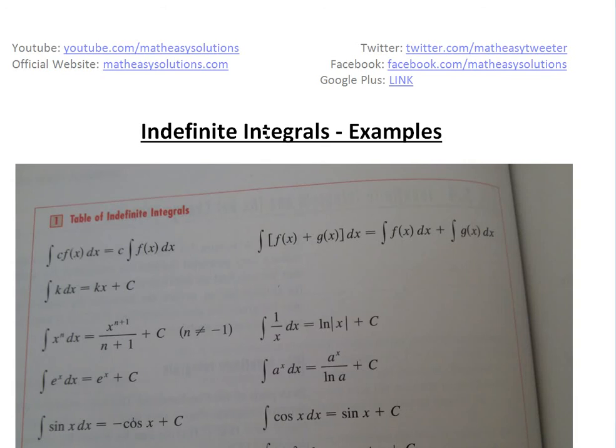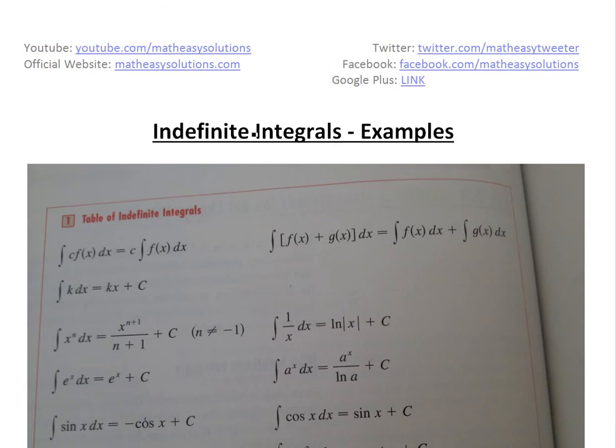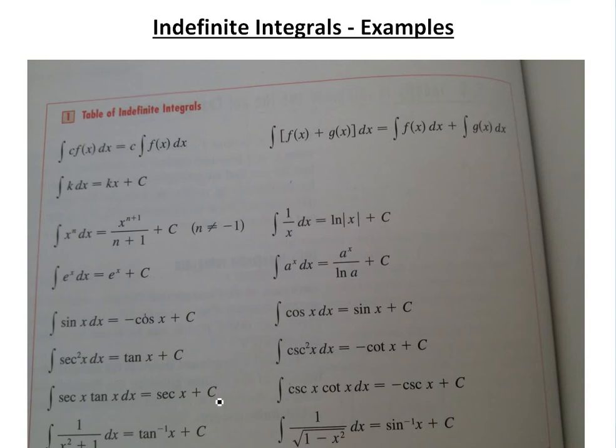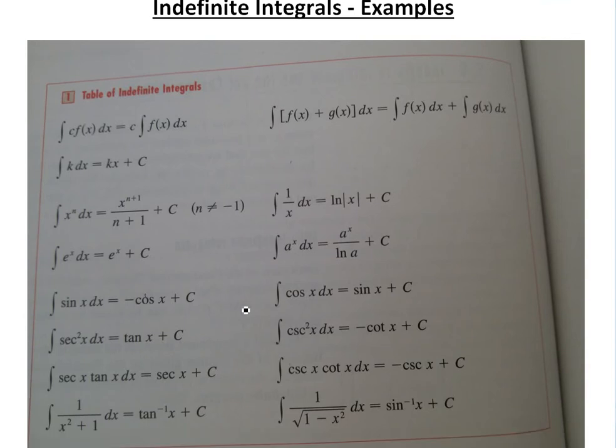It's time for another math easy solution. I'm going to discuss further into indefinite integrals and basically this time do some examples on it. And also I have this table of integrals which would be useful when I'm going through the examples, so I can just look up these whenever there's specific integrals I need to find.